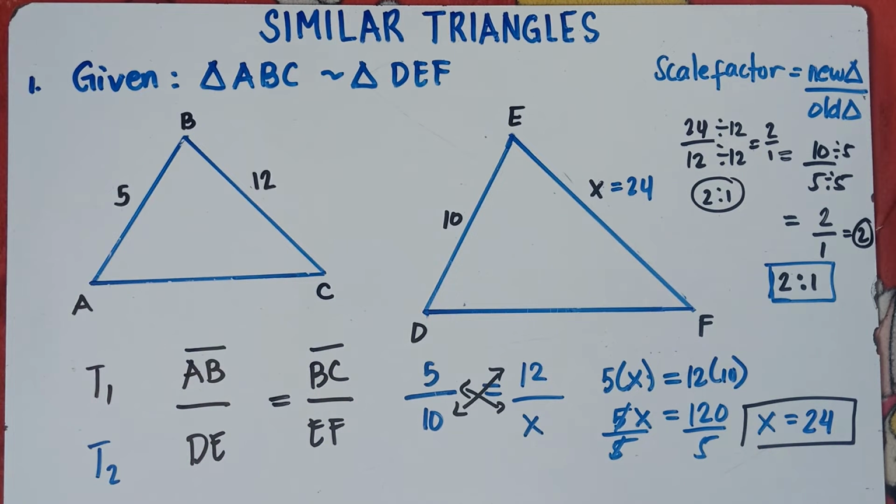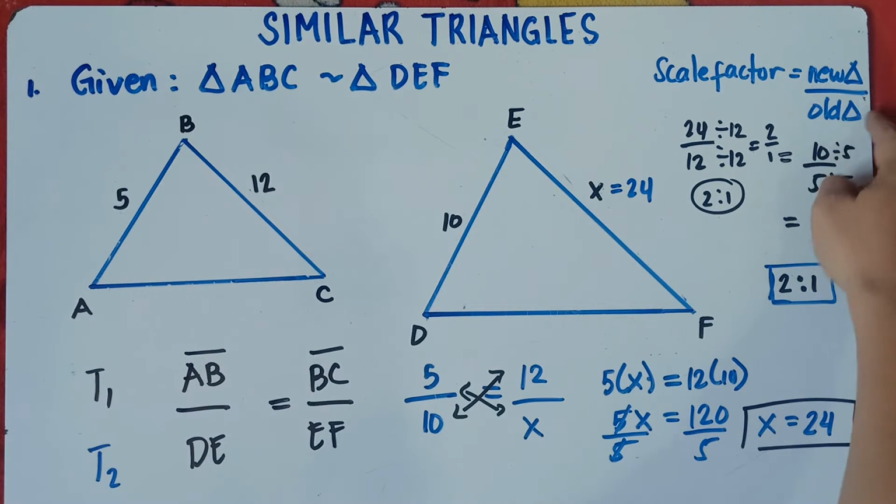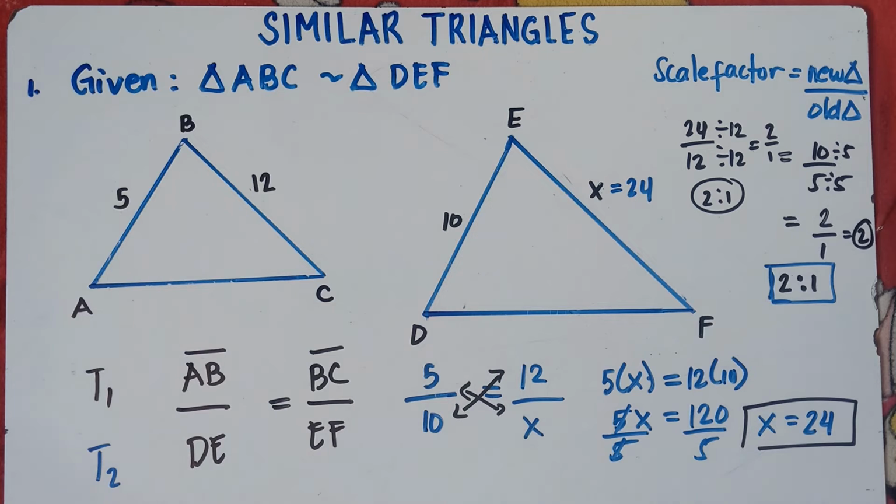Alright, so that's it for the scale factor. Just simply get the new triangle over the old triangle, the ratio of the new triangle over the old triangle. That's it, class, for number 1. So let's try the second example, number 2, for you to really understand this one.